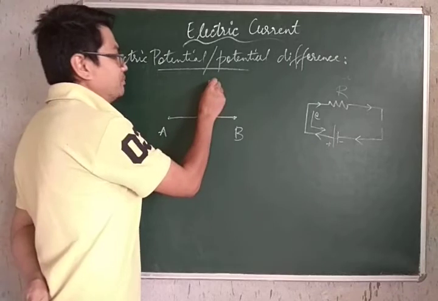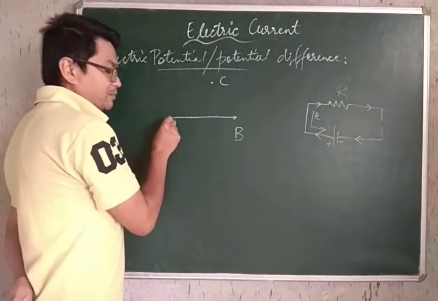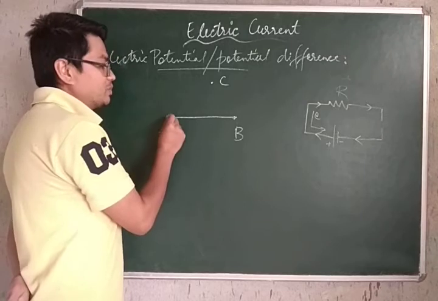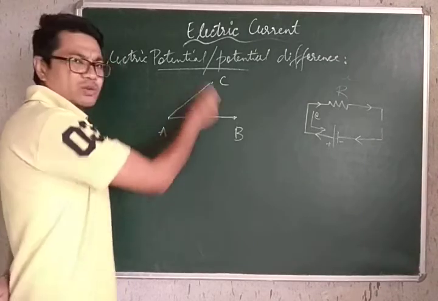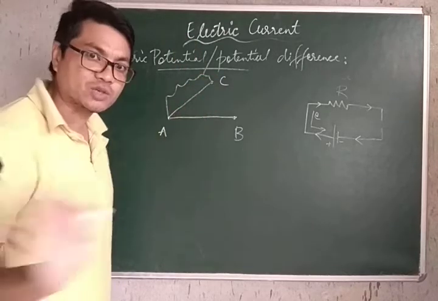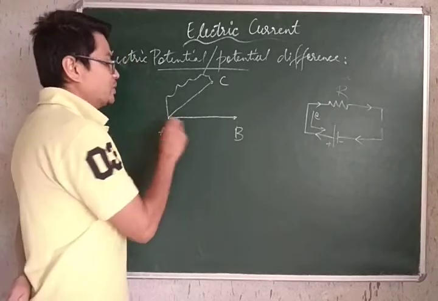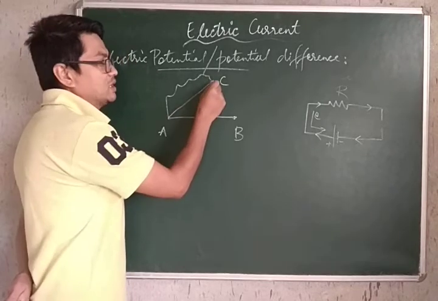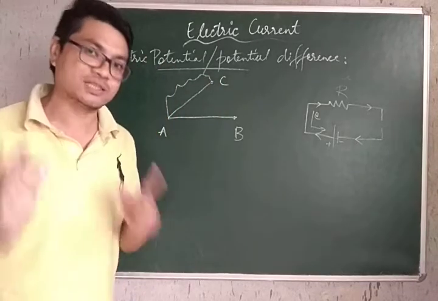Whichever point you are taking the unit positive charge to, say this is point C, point A again is infinity, the work done to bring a unit positive charge from infinity to point C, following whatever kind of path, be it a straight path or any other, the path is not important. What is important is the work that you do to bring a unit positive charge from infinity to a certain point, which is called the electric potential of that point.